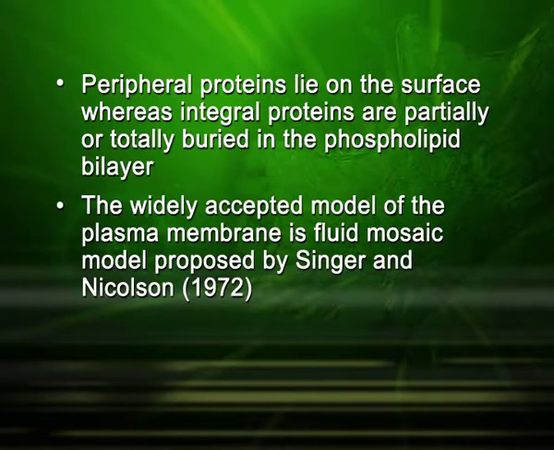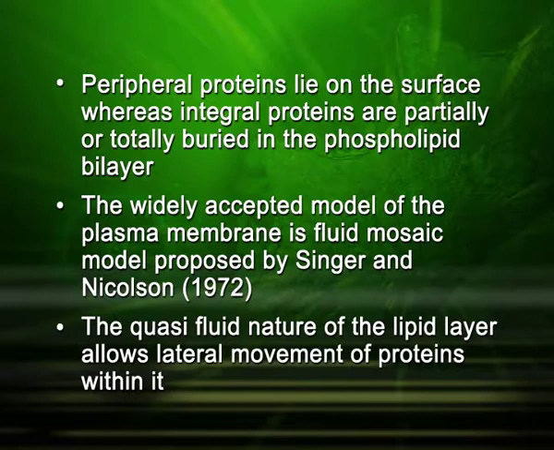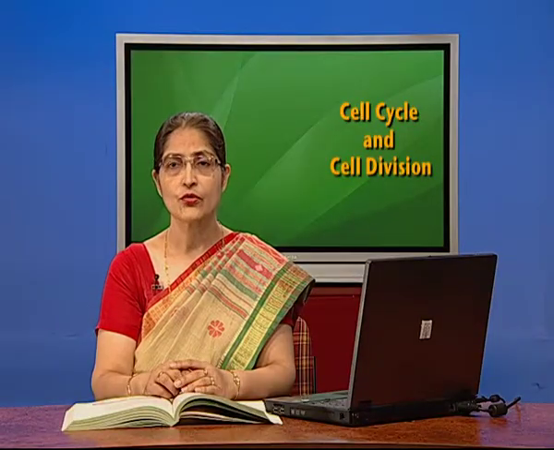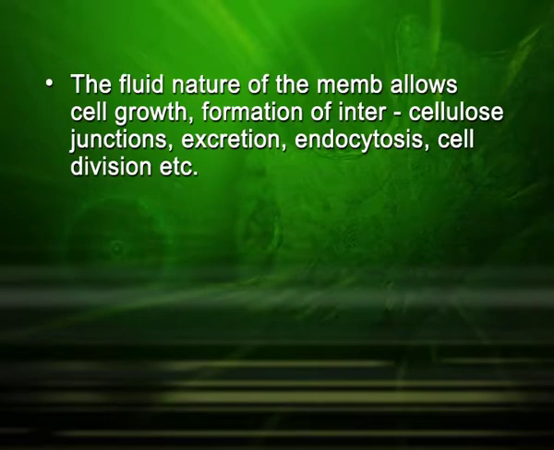The widely accepted model of the plasma membrane is the fluid mosaic model, which was proposed by Singer and Nicholson in 1972. The quasi-fluid nature of the lipid layer allows lateral movement of proteins within it. This is why we call it fluid. The fluid nature of the membrane allows for cell growth, formation of intercellular junctions, excretion, endocytosis, cell division, etc.